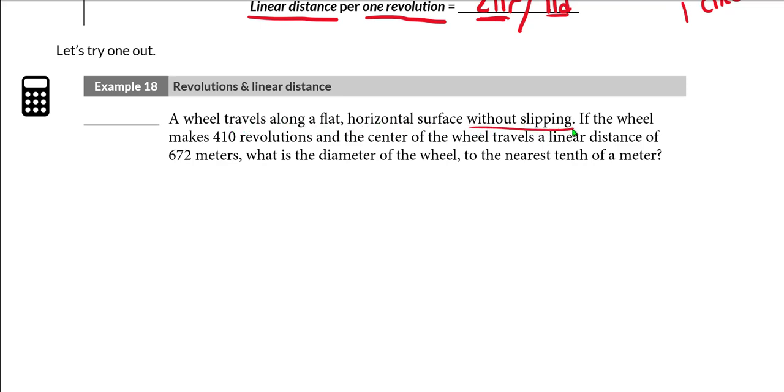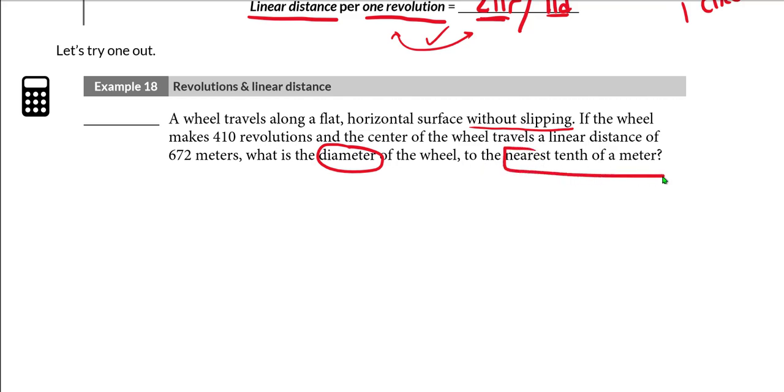By the way, this language here, without slipping, they have to include that language in these questions, because if the wheel were slipping, the relationship that we just discussed, 1 revolution being equal to 1 circumference, would no longer hold. So without slipping just means that this relationship is true. If the wheel makes 410 revolutions and the center of the wheel travels a linear distance of 672 meters, what is the diameter of the wheel?